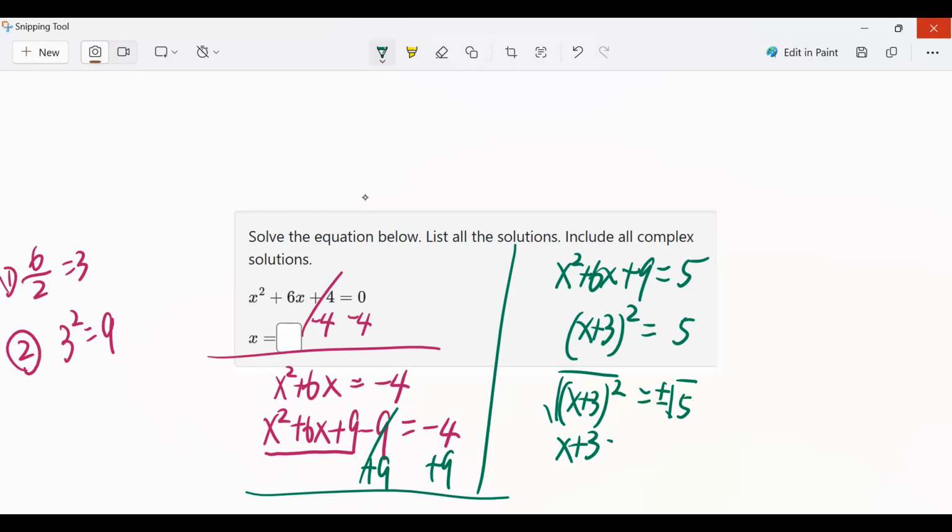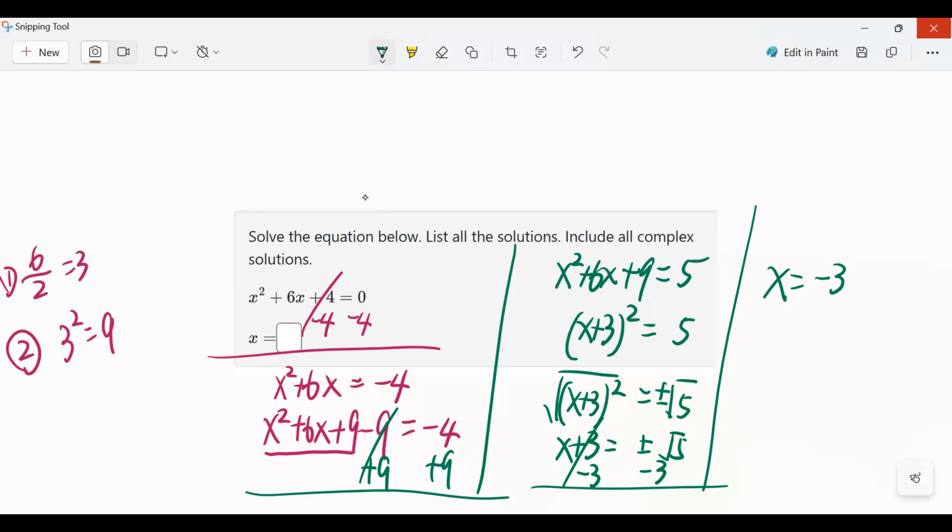So x plus 3 equals plus or minus radical 5. Now you subtract 3 from both sides of the equation. Cancel that. Now x equals minus 3 plus or minus radical 5. So that's a solution. Now let's look at how we apply the quadratic formula.